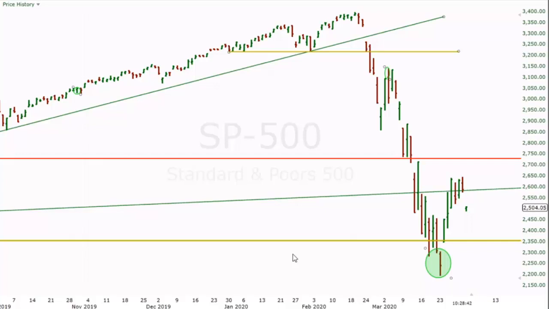Now, the thing about the V reversal though is it's kind of suspect because look, we had that several day bounce back up right under your red line there, that resistance line. And so basically we've got one of three options, and we're not going to be able to guess what's going to happen.